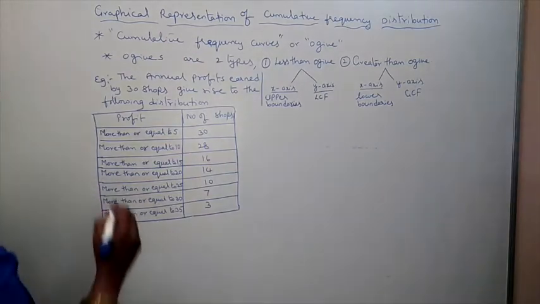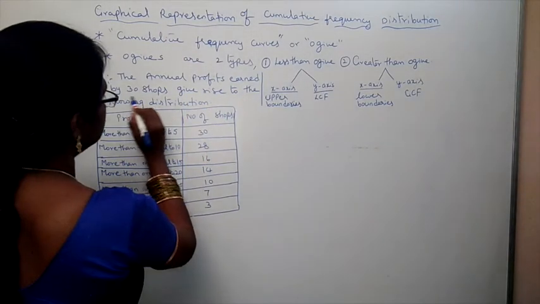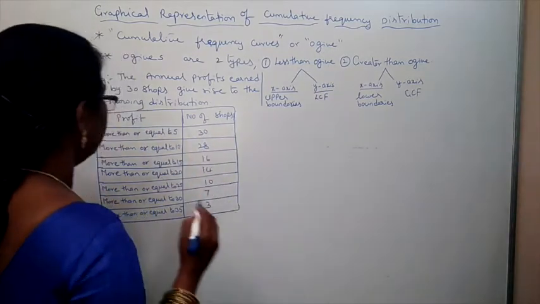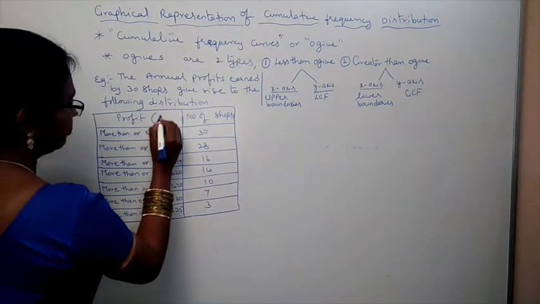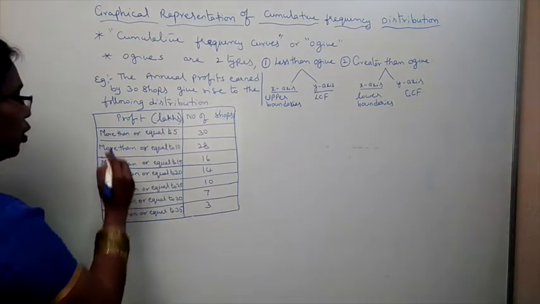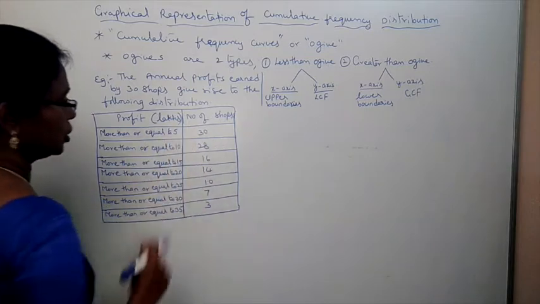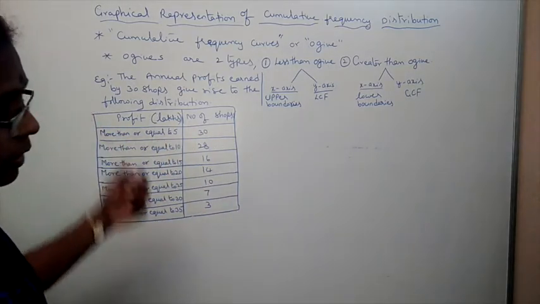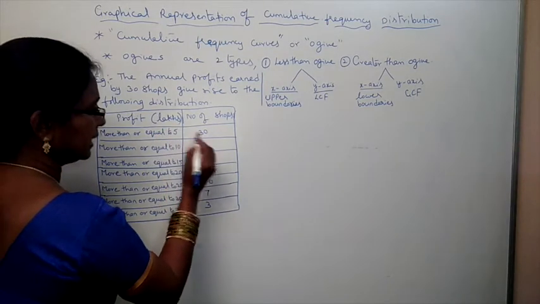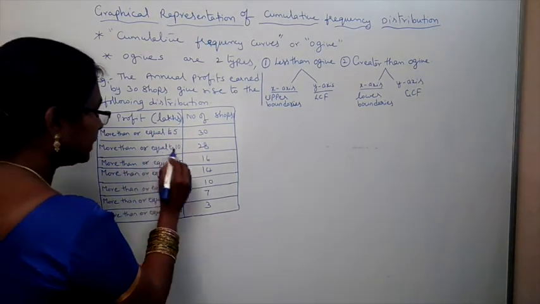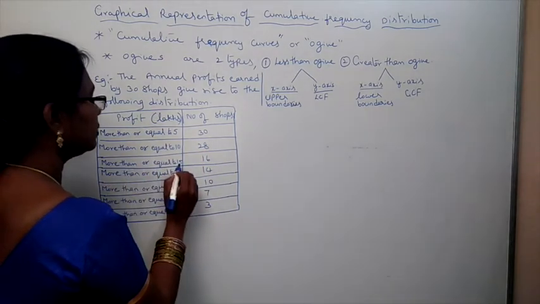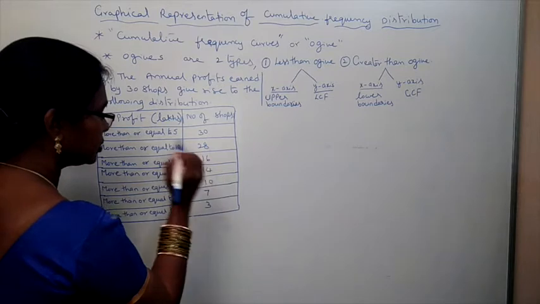Now, see one example. The annual profits earned by 30 shops give rise to the following distribution. Profit in lakhs, and number of shops. More than or equal to 5 lakhs, 30 shops. More than or equal to 10, 28 shops. More than or equal to 15, 16 shops.